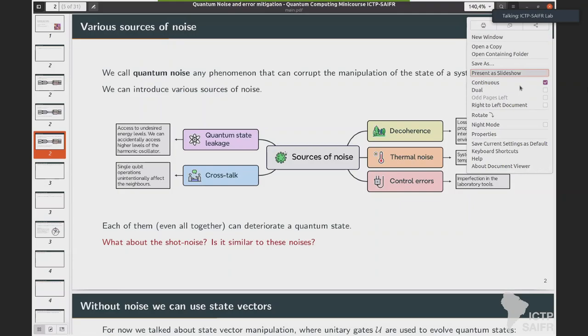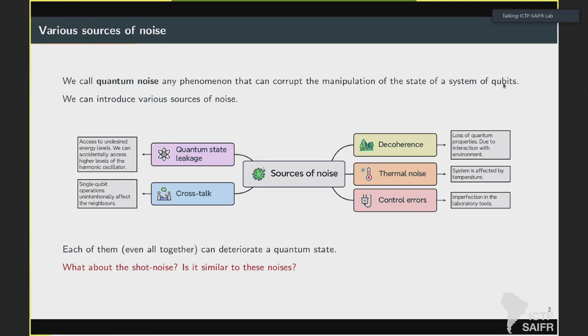In case you have a statistical error, the ideal situation is just to perform the experiment many, many times, and the precision scales with the number of experiments. If it's systematic, no. The problem is that it's systematic, so you need to face it in some different way.